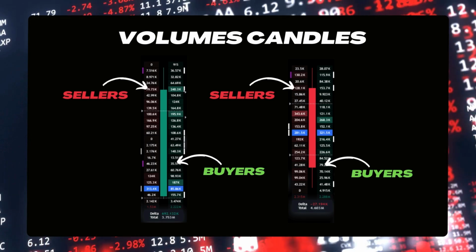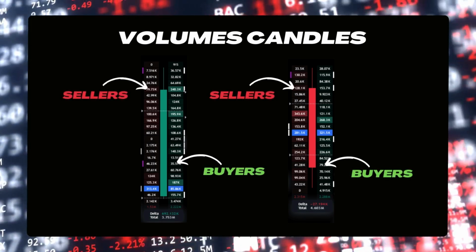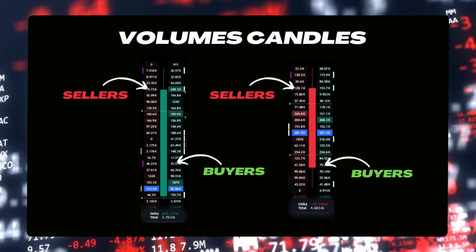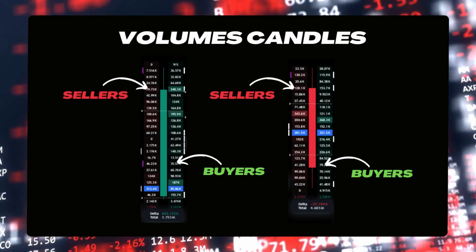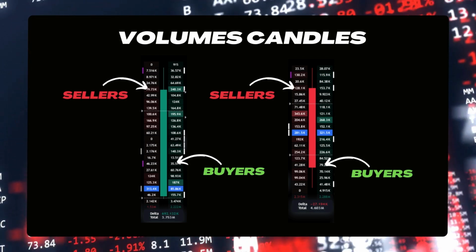I'm just helping you understand the candlesticks first. Towards the left of the candle is your selling. Towards the right is the buying. Okay, so a regular candle, just a normal regular candlestick, towards the left selling and towards the right buying.